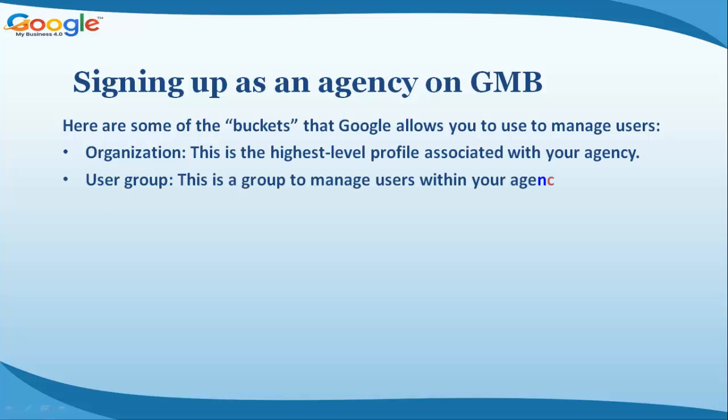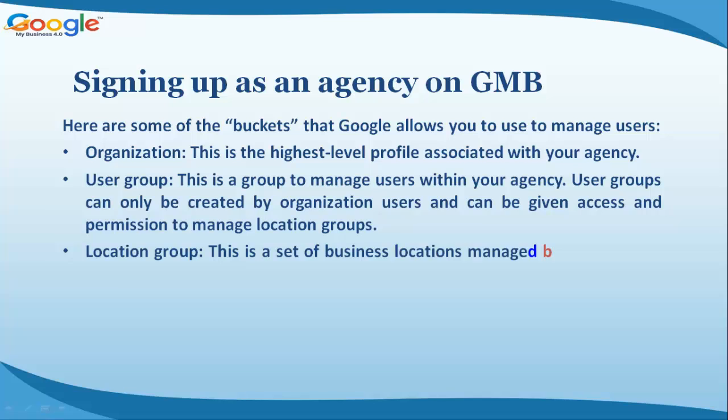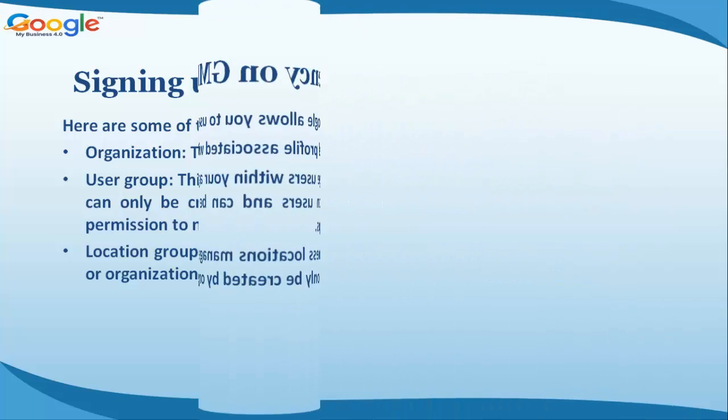Organization. This is the highest level profile associated with your agency. User group. This is a group to manage users within your agency. User groups can only be created by organization users and can be given access and permission to manage location groups. Location group. This is a set of business locations managed by a user group or organization. Location groups can only be created by organization users.